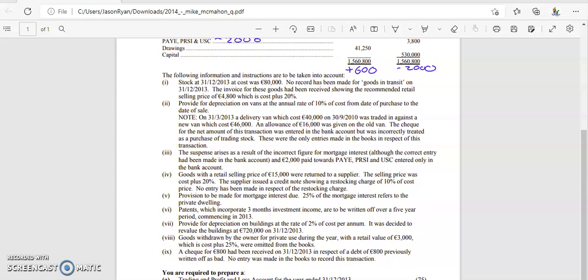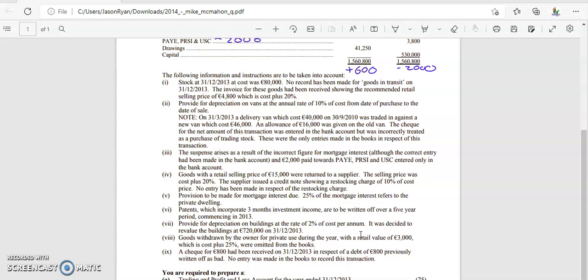Okay, so let's have a look at the viii adjustment for the Mike McMahon 2014 paper. It says goods withdrawn by the owner for private use during the year. So if goods are withdrawn by the owner, or you see private use, that's going to be drawings with a retail value of 3,000. So it's telling us that this guy is taking goods from the business for his own personal use. So the drawings account is going to increase, and be careful, this is going to decrease our purchases.